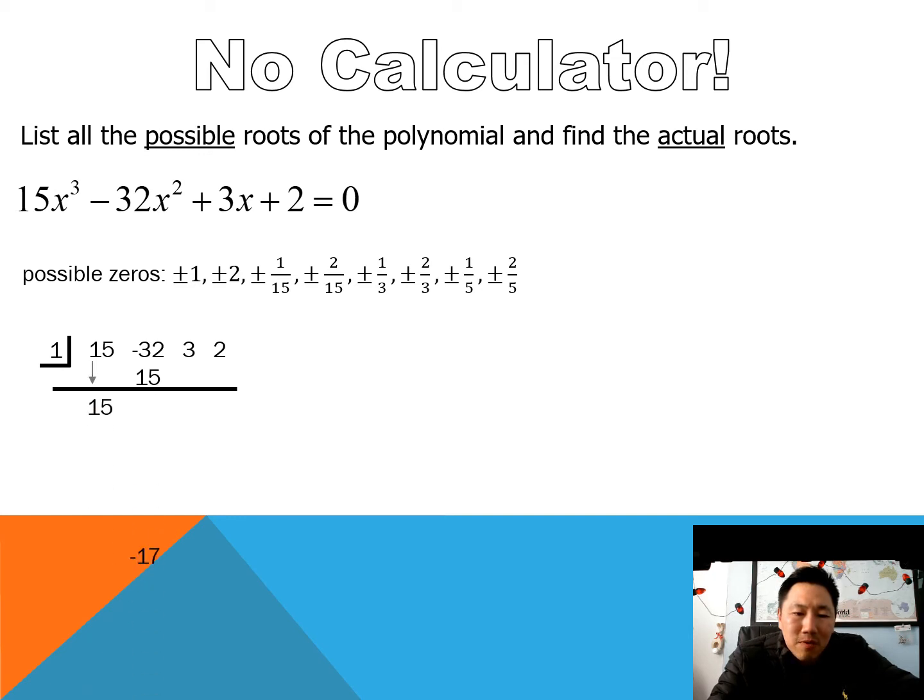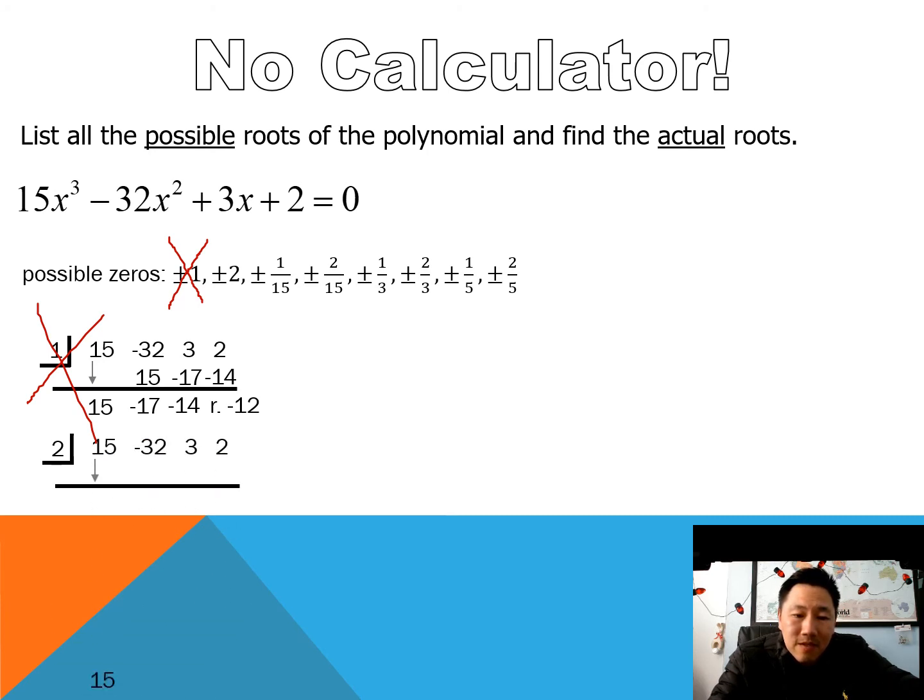Synthetic division goes by pretty quickly. We have a remainder of negative 12, so 1 is not an answer. And then I think I tried negative 1 as well. Negative 1 was not an answer either. All right, so let's try 2. Do a little bit of synthetic division in there.